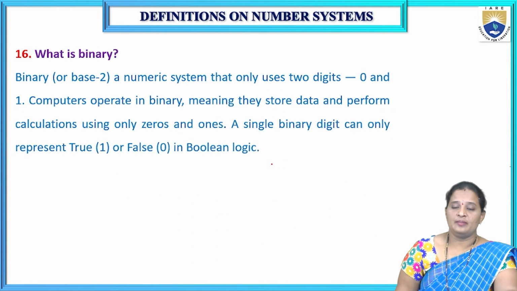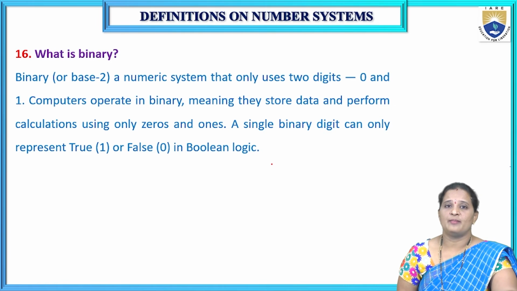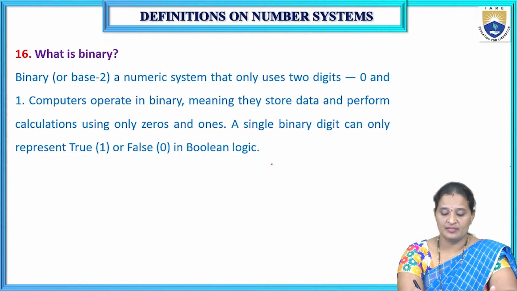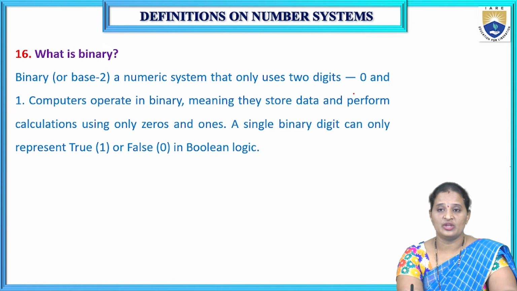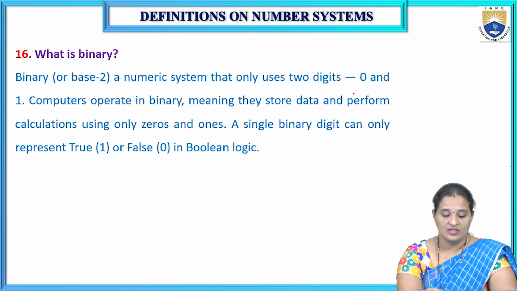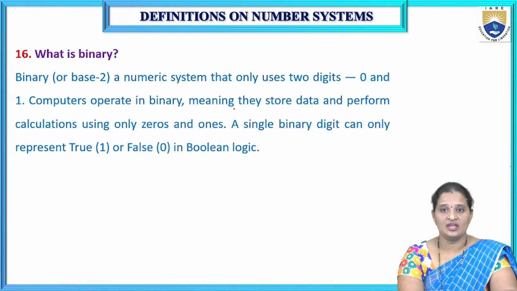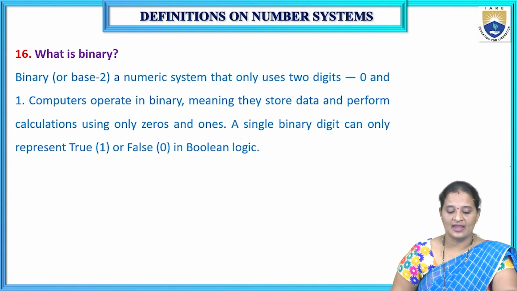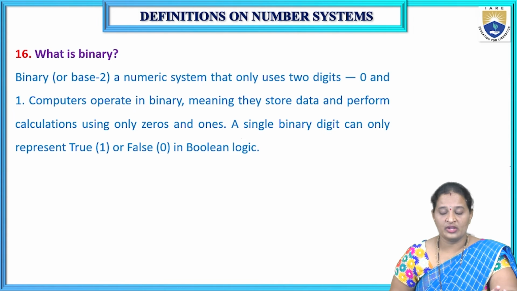Now coming to binary. What is binary? Binary is a number system that uses only two digits, 0 and 1. Computers operate in binary, meaning they store data and perform calculations using only binary ones and zeros. A single binary digit can represent only two values, two Boolean values. What are those two Boolean values?